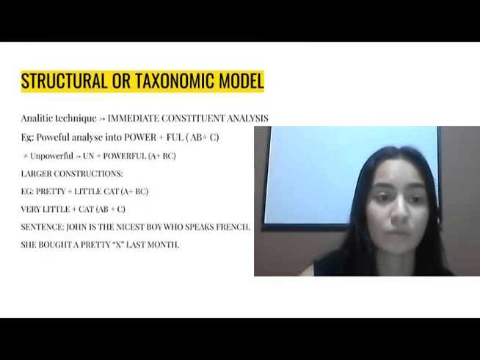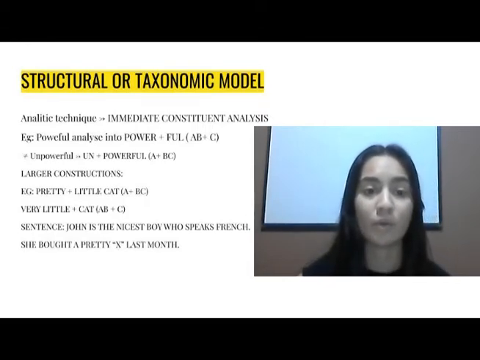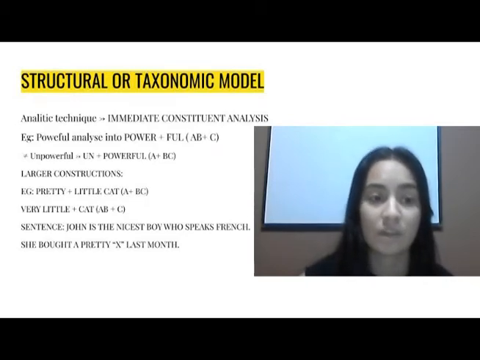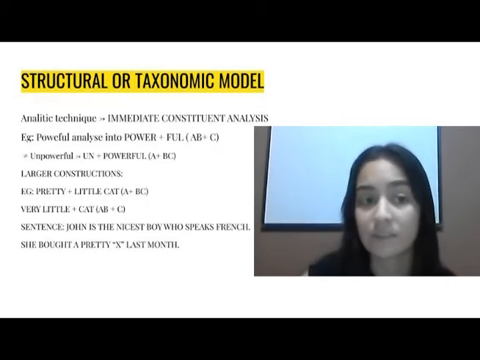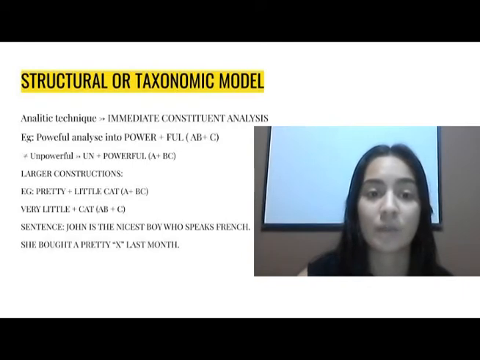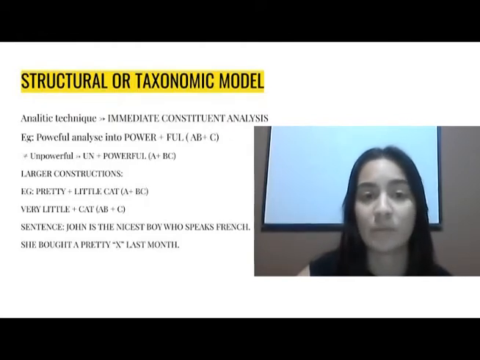We can also apply the taxonomic model in larger constructions such as pretty little cat, which is analyzed as pretty plus little cat, or A plus BC, or another arrangement that has two immediate constituents such as very little plus cat, or AB plus C.